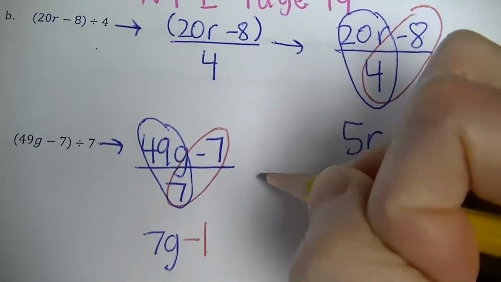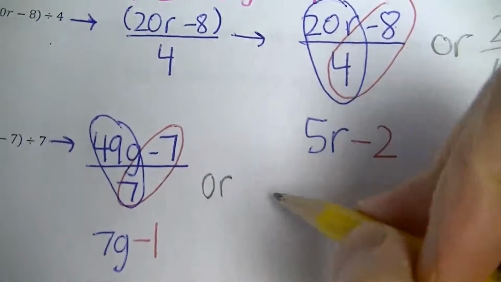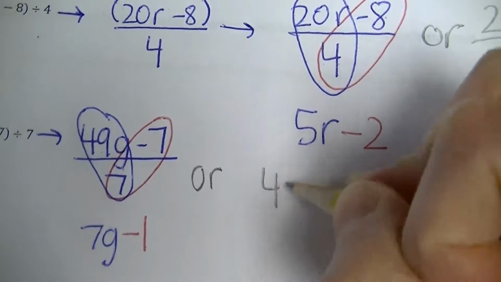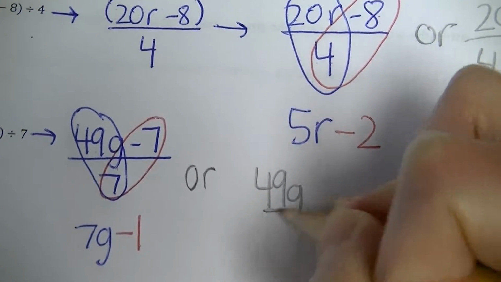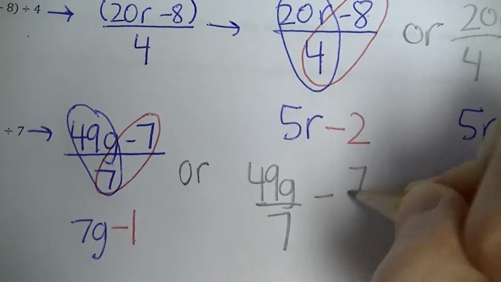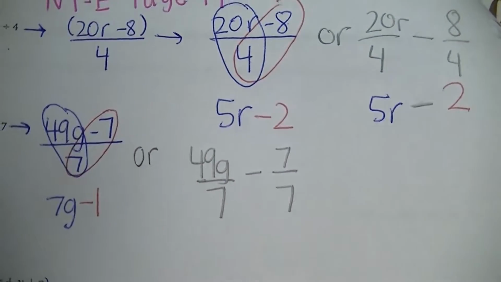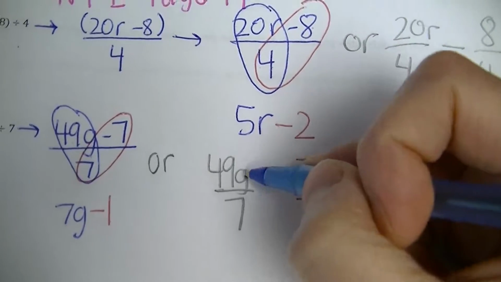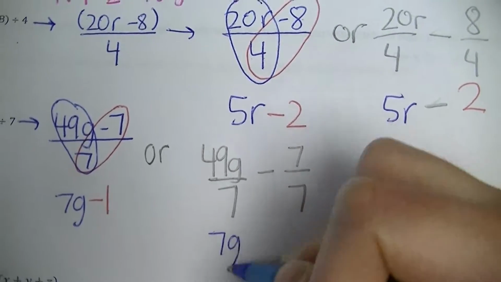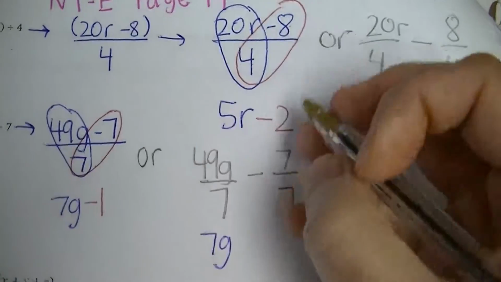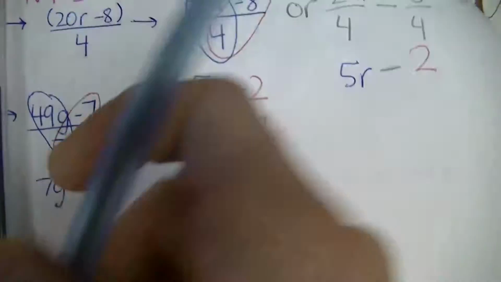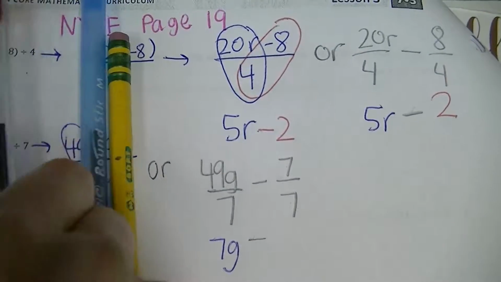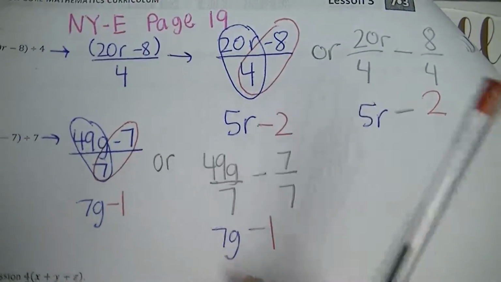The other way to write this down is by breaking it up more obviously: 49g sevenths minus 7 sevenths. Again, you'll see that you'll get the exact same answer. So just choose whichever way is more clear to you. 49g divided by 7 is 7g. And then you're going to subtract 7 divided by 7. 7 divided by 7 is 1. So you see you get the exact same answer.